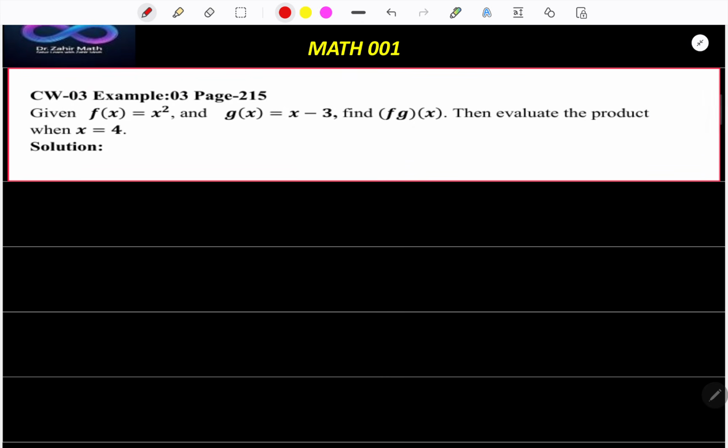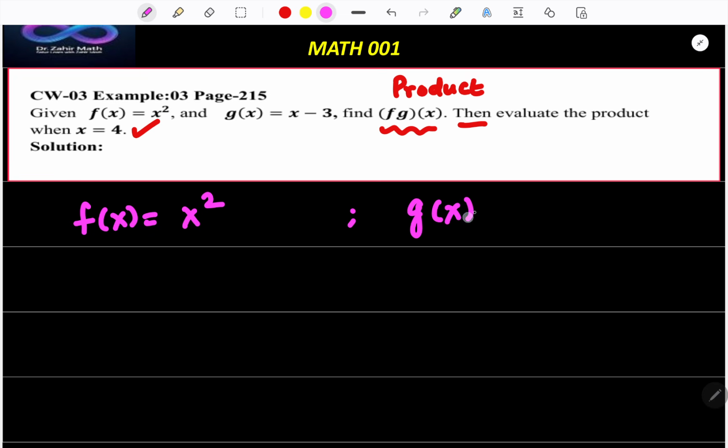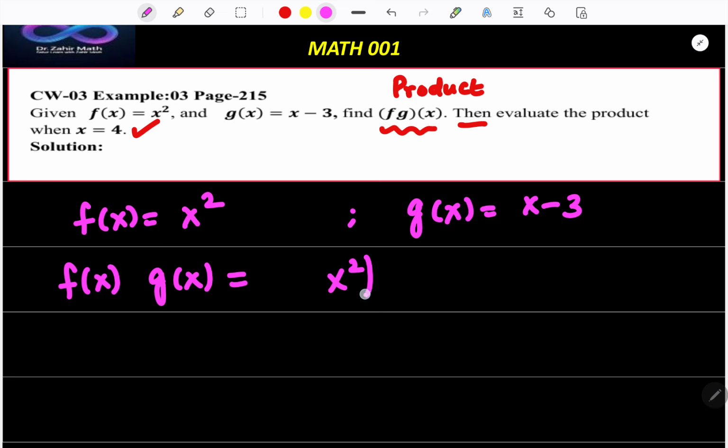Given f of x and g of x. Now they are asking for product, or multiply, right? Then evaluate. After that, you are going to evaluate the product when x is equal to 4. So what is f of x given? It is x square. And g of x is x minus 3. What you are going to do is multiply f of x by g of x. So x square multiplied by x minus 3.